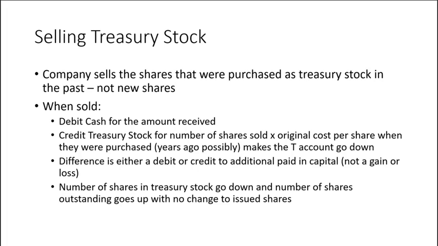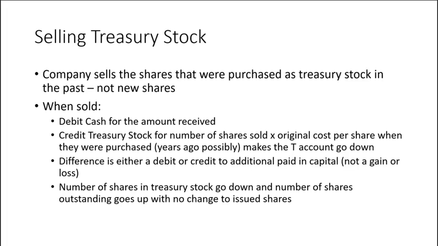That's going to make our T account go down, right? Because treasury stock, when we buy it, is a debit to treasury stock. When we sell it, it's a credit to treasury stock. Treasury stock is a contra equity, so even though it is in the equity section, it goes up with the debit and down with the credit. Okay, so it's going to go down when we sell it.